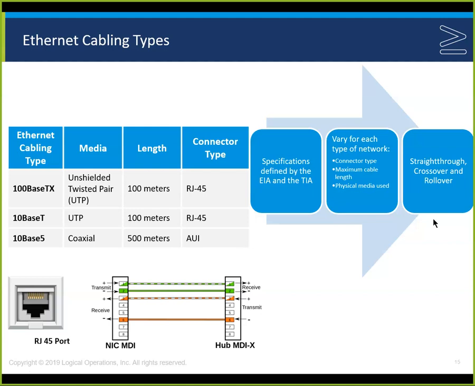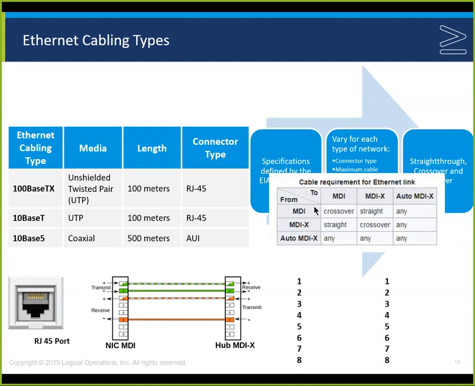The crossover, the straight through, and then what we have here from an MDI, which is the media dependent interface, to an MDI, if we're going to do a cable requirement, MDI to MDI, like to like, we need a crossover cable. To an automatic, and the MDIX automatically makes the decision as to what kind of cable you need to do these things.